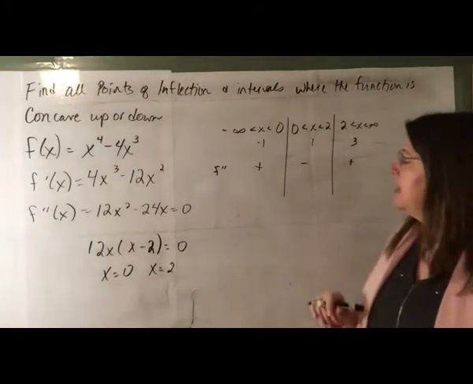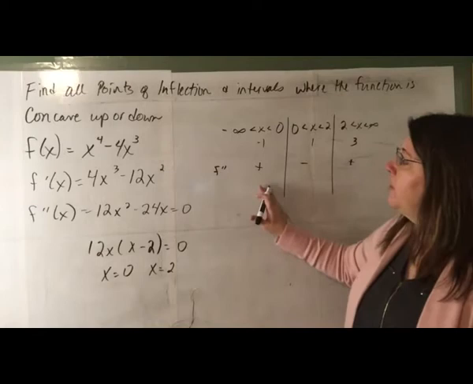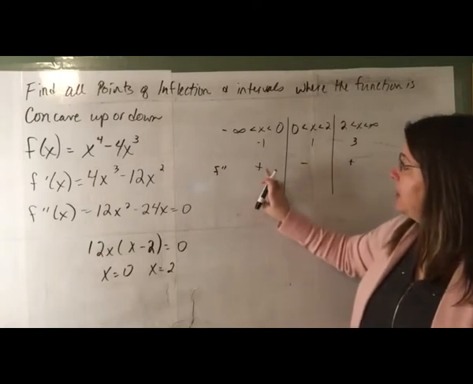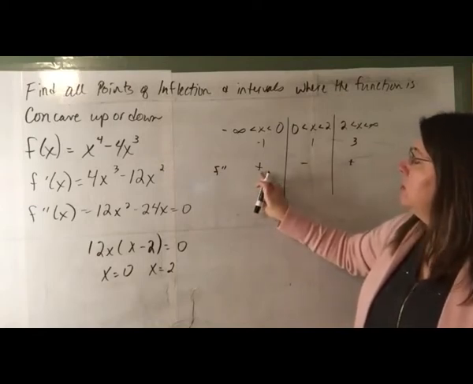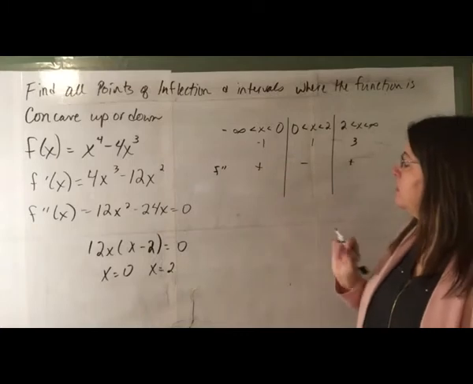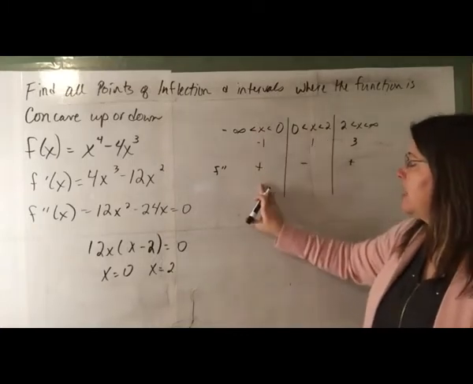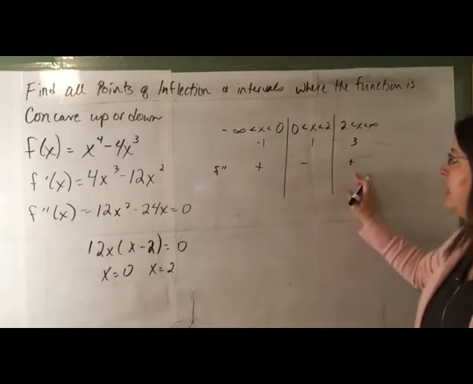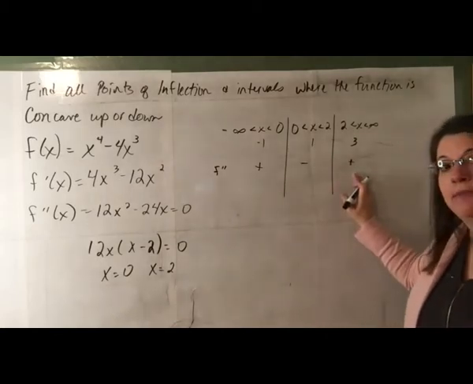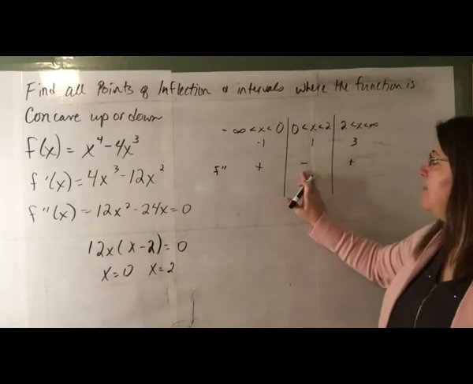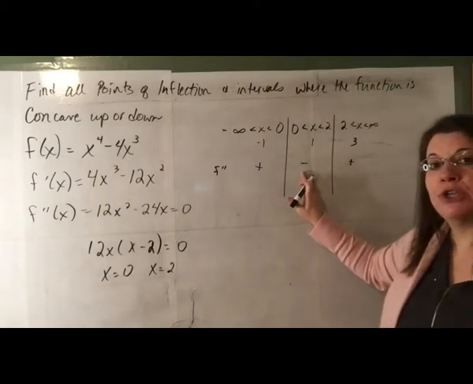So what this is telling me is this function f is concave up when x is less than 0. So on the interval from negative infinity to 0, it's concave up. It's also concave up on the interval 2 to infinity. This function is concave down on the interval from 0 to 2.